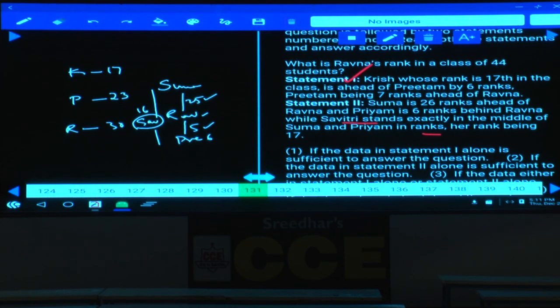Savitri's rank is 17. If Savitri's rank is 17, then can we identify the rank of Suma or not? Suma's rank can be identified. If Suma's rank is identified, Ravana's rank can also be identified. Are you getting the answer or not? So what is your answer here? 1 alone is sufficient and 2 alone is also sufficient. Each statement alone is sufficient. Either 1 or 2, that is choice 3.